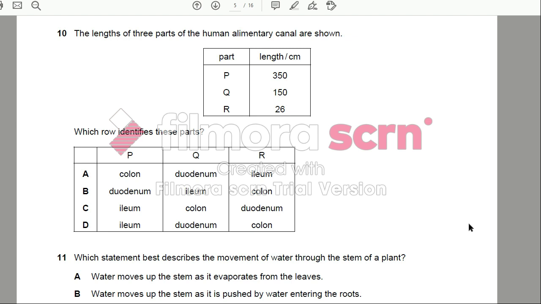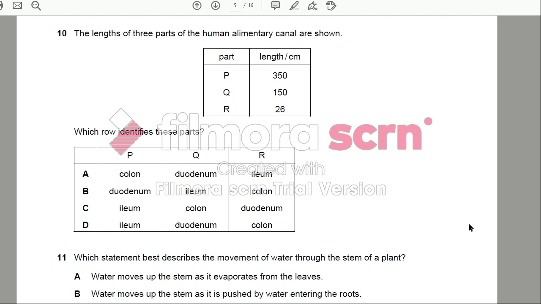Okay, when we talk about the length of alimentary canal, our ileum is the largest part with 350 centimeter length. Then the second one is colon with 150 centimeter length, and the duodenum will be having 26 centimeter. So we move to the options for our correct answer. In option, first we will discuss column P. That will help us to find the correct answer.